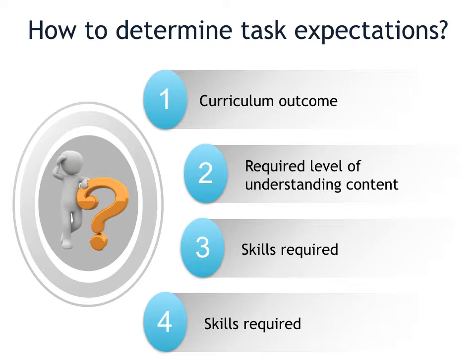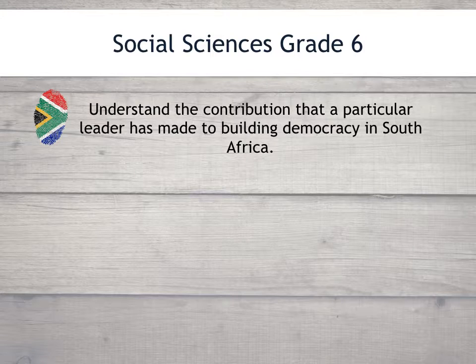So let's have a look at a practical example. And this example comes from social sciences in grade 6. Here the learners are required to understand the contribution that a particular leader has made to building democracy in South Africa. So in this case, the teacher has asked the learners to research a variety of sources and write on the topic. So let's have a look at how do we get the task expectation? What are we requiring from the learners?